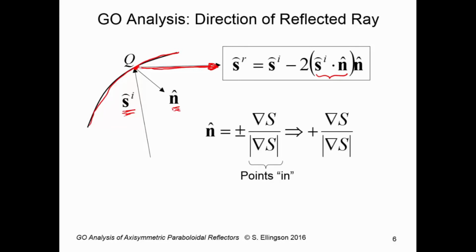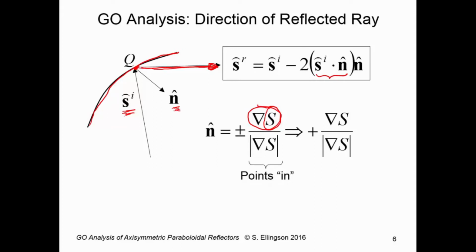Now we need n hat. So here's a general way to compute n hat. The idea is that we have some function that describes the surface. So S is a parametric expression for the surface, and we'll say how to come up with that in a moment. If you have this parametric expression, you can take the gradient of that expression, and that points in the direction of the surface normal. In particular, it points towards the direction in which the surface is concave.